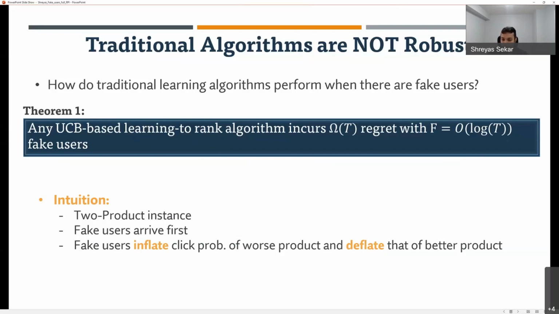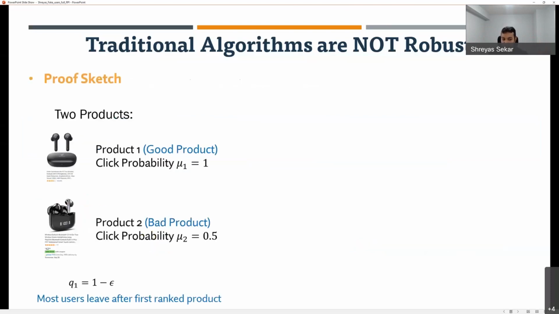Now, once the fake users are done making mischief, the real users are going to arrive. But unfortunately, when the real users arrive, the platform has an inflated sense of how good the bad product is. So it's going to start ranking that at the top. And that's going to lead to a lot of loss down the line when it comes to my real customers. Okay, so that's going to be the intuition. But let me formalize this and with a nice example.